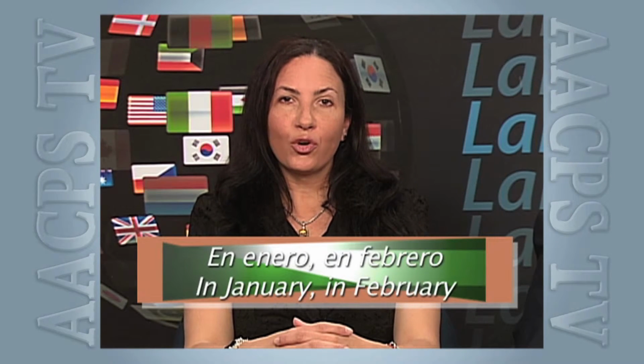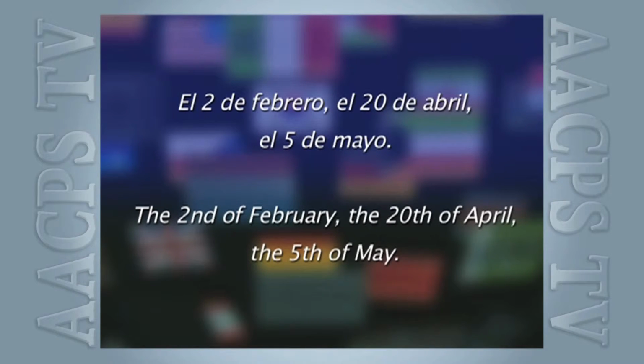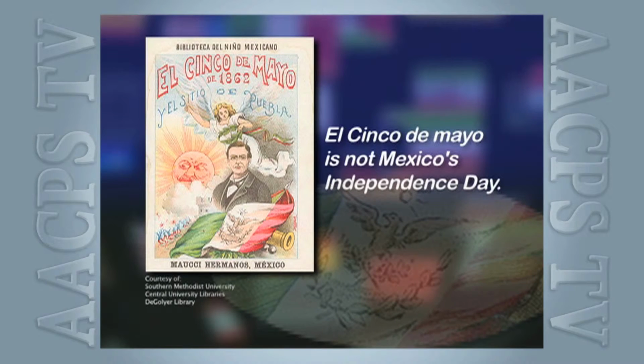As you can see, we use en for telling the month, but el for the specific day. So we say en enero, en febrero, but el 2 de febrero, el 20 de abril, el 5 de mayo. By the way, El 5 de Mayo celebrates one town's victory over the French forces occupying Mexico. It is celebrated in Puebla, the town of origin, but it is not Mexico's Independence Day. Americans tend to celebrate that day as if it were a national holiday.